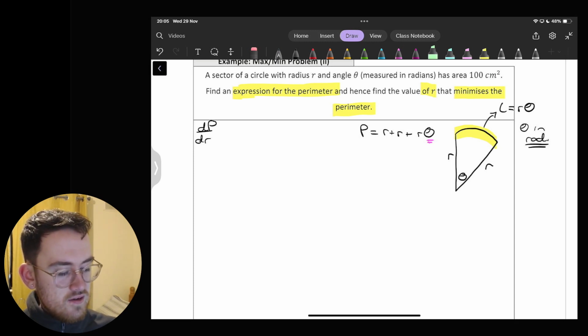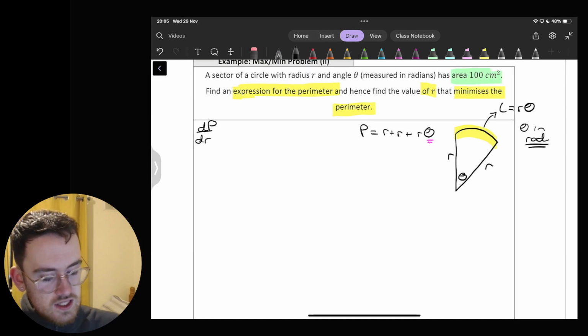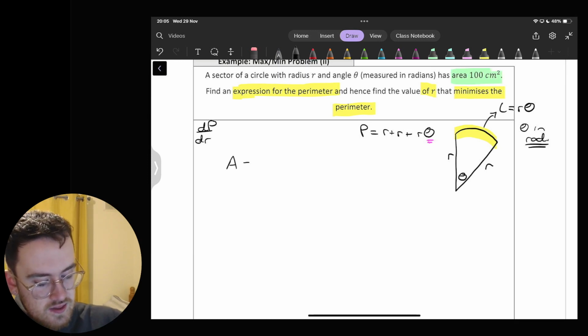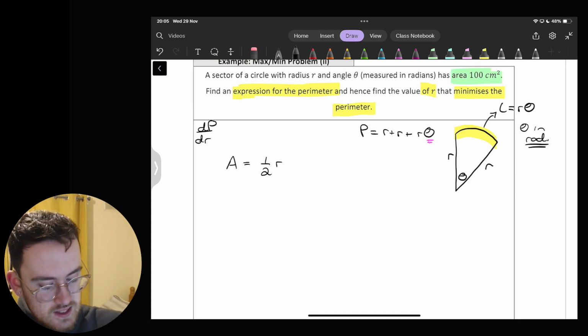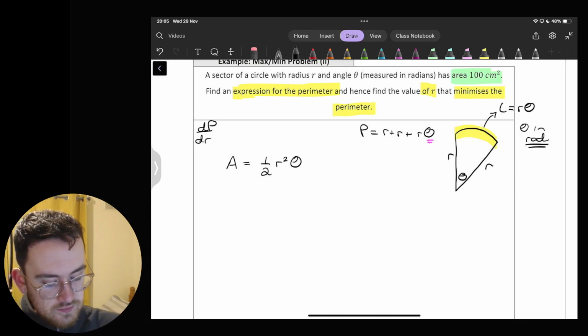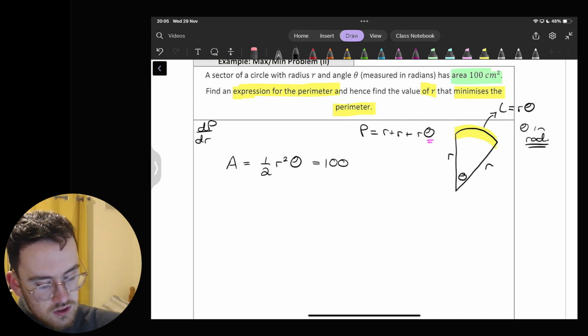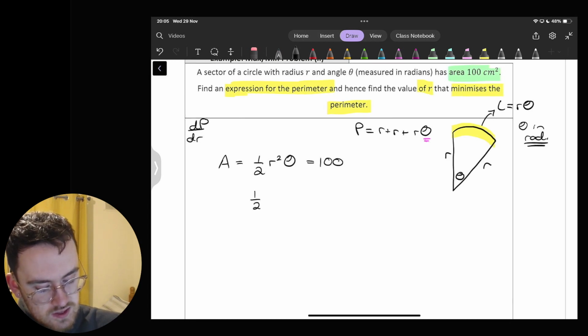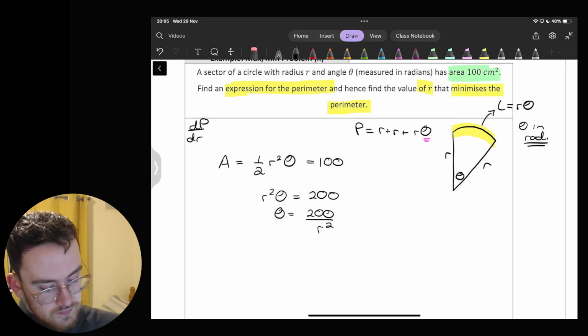I'm told the area of the sector is 100 centimeters squared. The area of a sector when my angle is in radians is a half r squared theta. And I know the answer here, of course, is 100. So if I use this information then, that gives me that r squared theta is equal to 200, and theta is 200 over r squared.